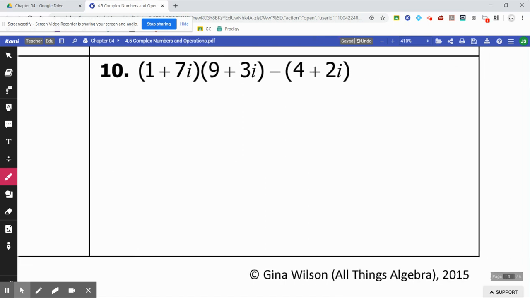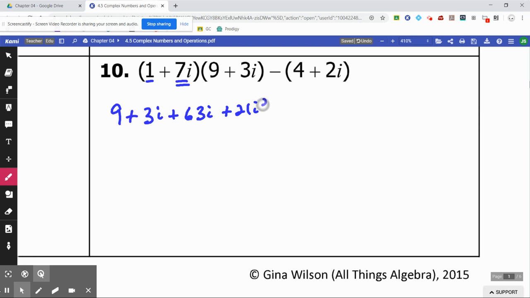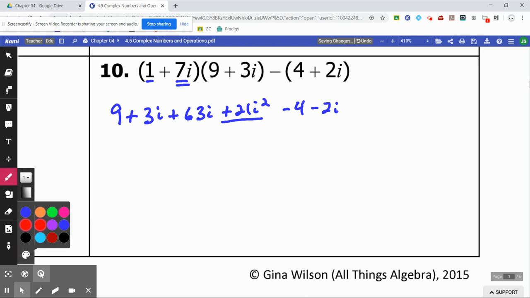Number 10, we're going to FOIL the first one. 1 times both, 1 times 9, and 1 times 3i gives you 9 plus 3i. 7i times both gives you positive 63i plus a 21i squared. And then distribute the negative, be a negative 4 and a negative 2i. So now, again, you can just write it above it if you would like to. Plus 21i squared would be a positive 21 times a negative 1, which would be a negative 21 right there.